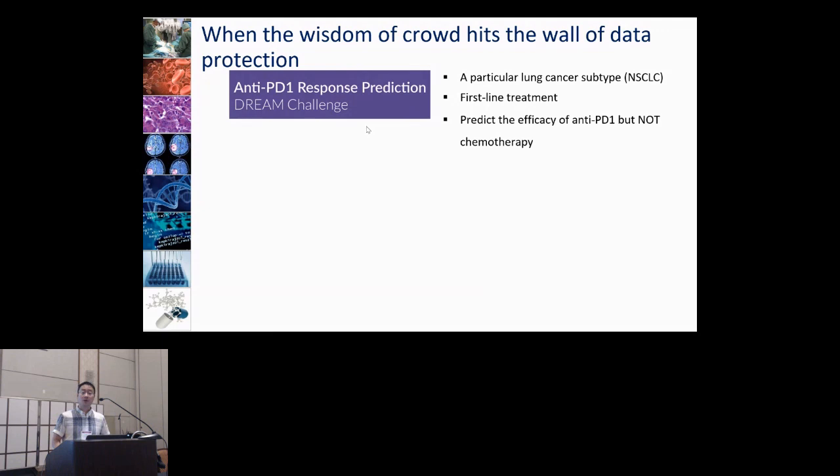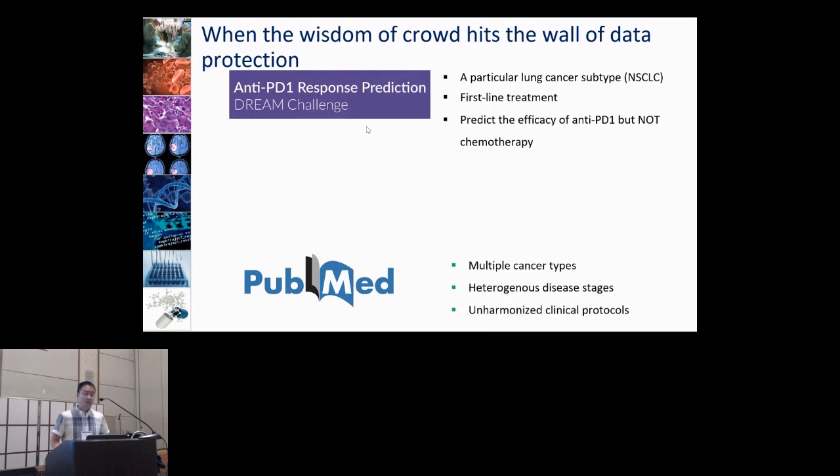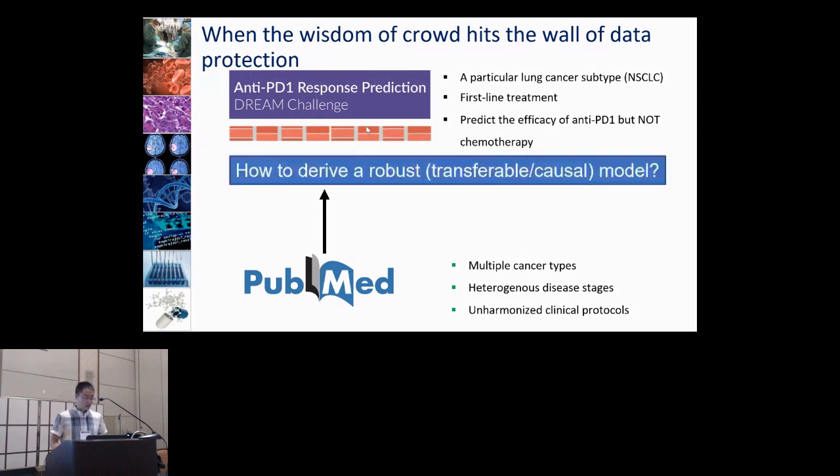So we don't want to predict the general responders. And we don't have the training data, so we have to try ourselves. We have to go to the literature, for example PubMed. But the literature has very heterogeneous data: multiple cancer types, heterogeneous disease stages, and unharmonized clinical protocols. So can we really predict something that we cannot have access to because of data protection?